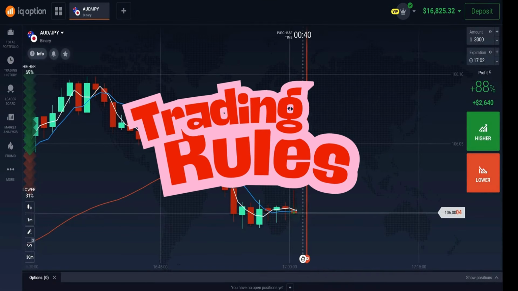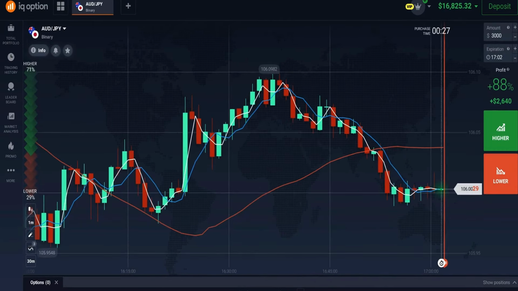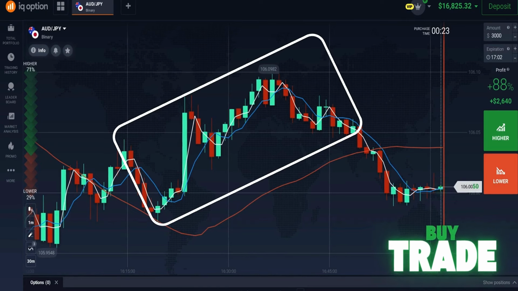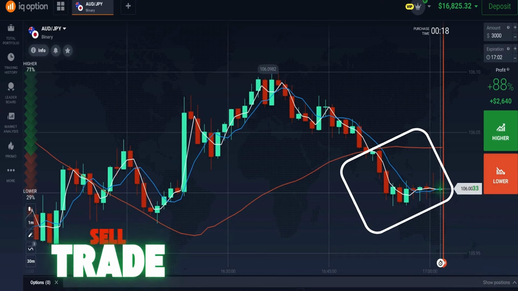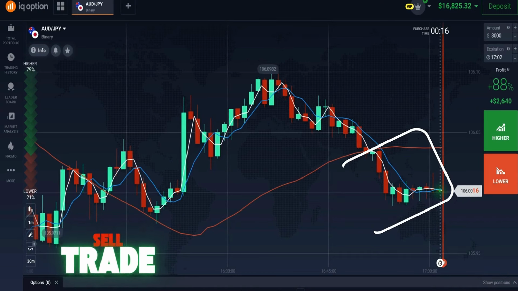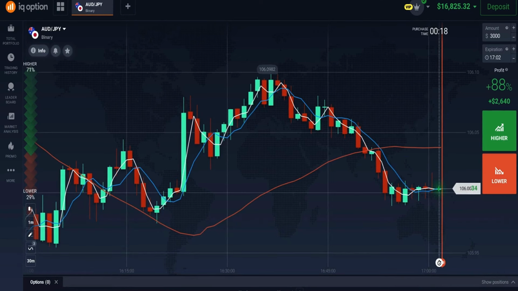Let's get to know the trading rules of this strategy. Here's the golden rule of this strategy. When the price is above the red SMA, look for buy opportunities. When the price is below the red SMA, look for sell opportunities. Now, let's break it down further.